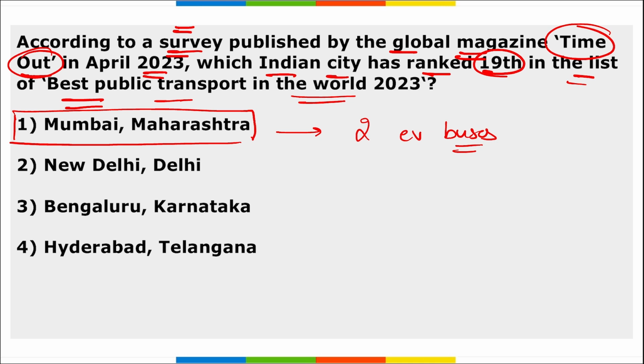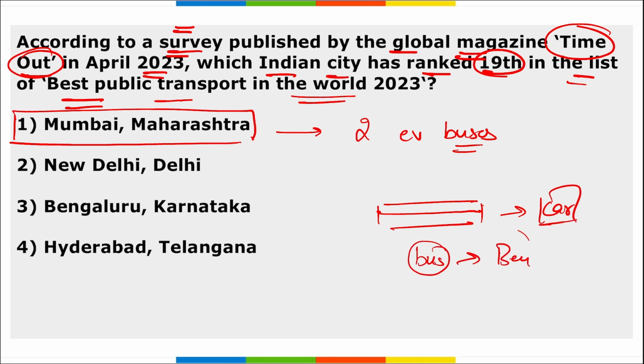So in the list of the best public transport in the world for 2023 that was released by Time Out, Mumbai, Maharashtra was ranked 19th. And remember, Mumbai is the only Indian city that has featured on this particular list. If we are talking about the maximum time taken during a car travel, or the busiest transport city, it is your Bangalore in India. It requires maximum time to travel from one location to another in Bangalore by car because of the heavy traffic there.